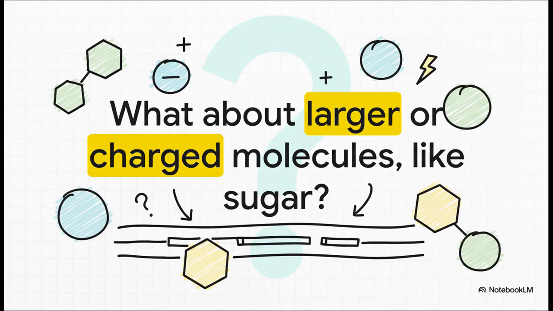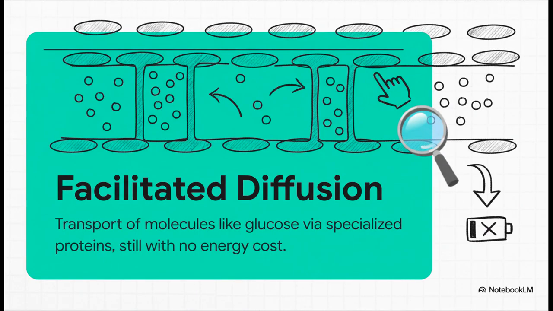Okay, but that leads to a pretty obvious problem, right? What about things the cell desperately needs that are bigger or have an electrical charge, like glucose? Sugar, the cell's main fuel source. It can't just sneak through the membrane. So how does it get inside? Well, it uses facilitated diffusion.